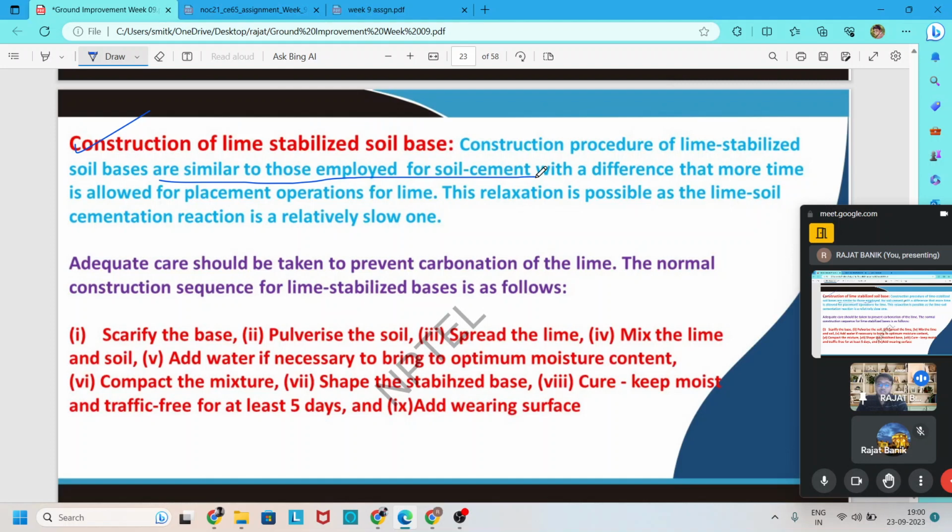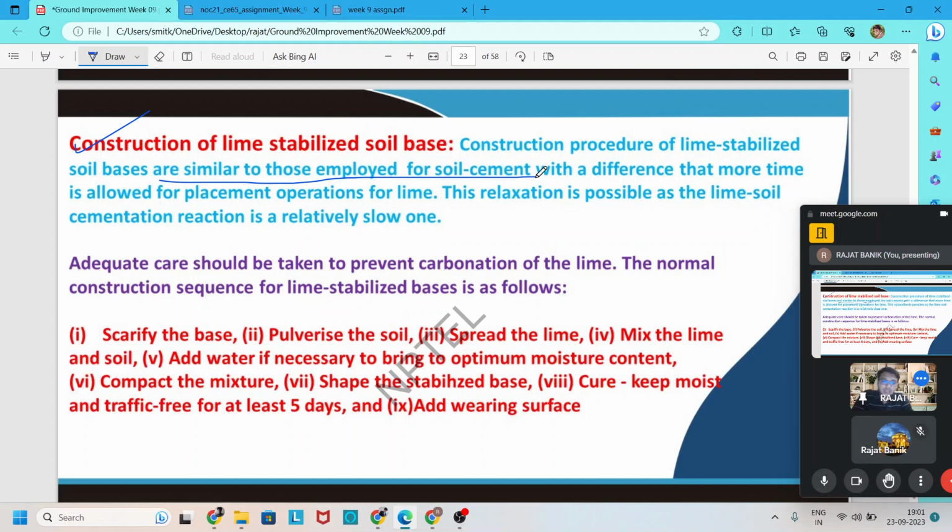Adequate care should be taken to prevent the carbonation of the lime. It means that during the application of the lime, the carbon dioxide in the air or atmosphere can react with the lime. So this should be prevented during application of the lime.